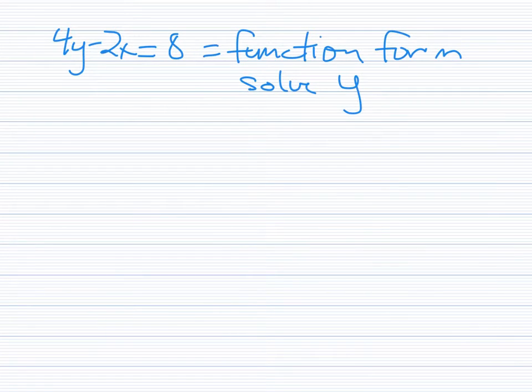So that's what we've been doing. The first step here is to add 2x to each side. So that will be plus 2x and x. I will rewrite my equation. That would be 4y equals 8 plus 2x.